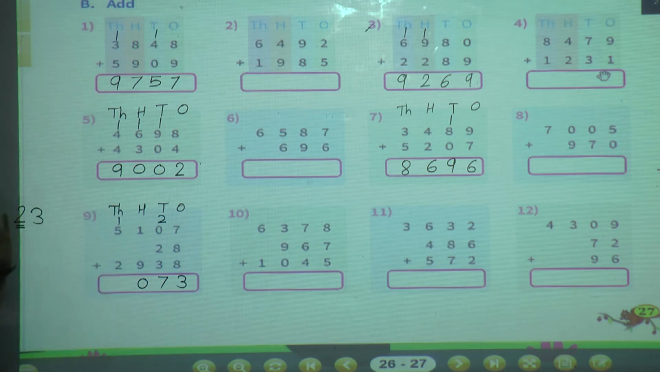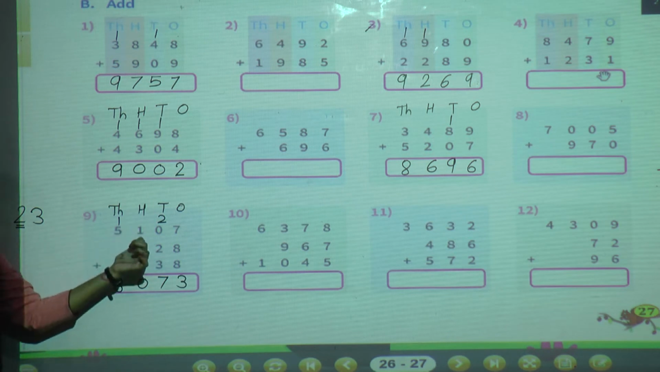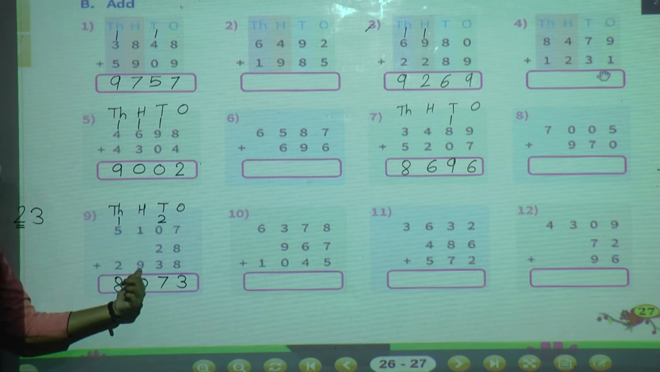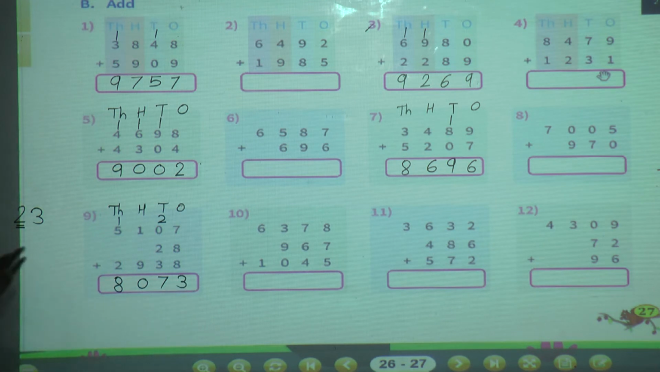Now see the thousands place number. Here 1000 plus 5000 plus 2000. So 1 plus 5, 6, and 6 plus 2, 8. So what will be the answer? 5107 plus 28 plus 2938 is equal to, the answer is 8073. Okay, this is our answer.